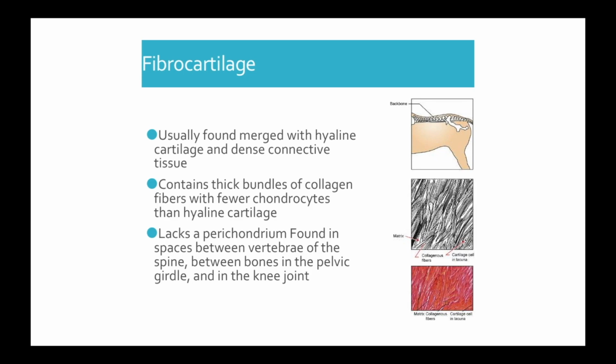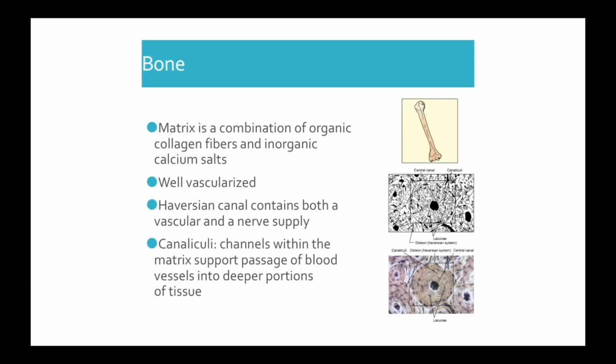All right, fibrocartilage, usually found merged with hyaline cartilage and dense connective tissue. It contains thick bundles of collagen fibers with fewer chondrocytes than hyaline cartilage, so fewer cells in general. It lacks a perichondrium. It's found in spaces between vertebrae of the spine, between bones in the pelvic girdle, and in the knee joint.